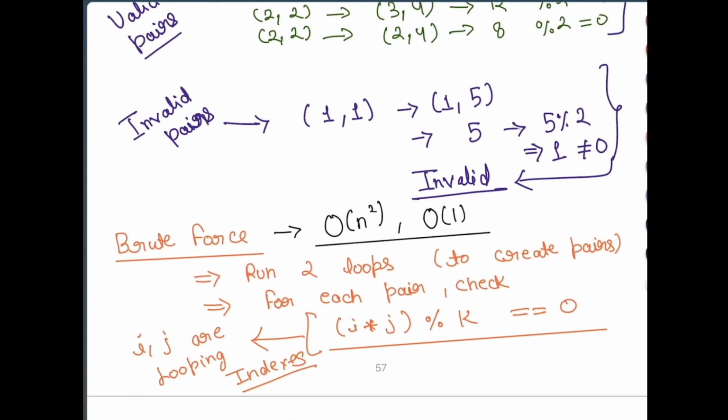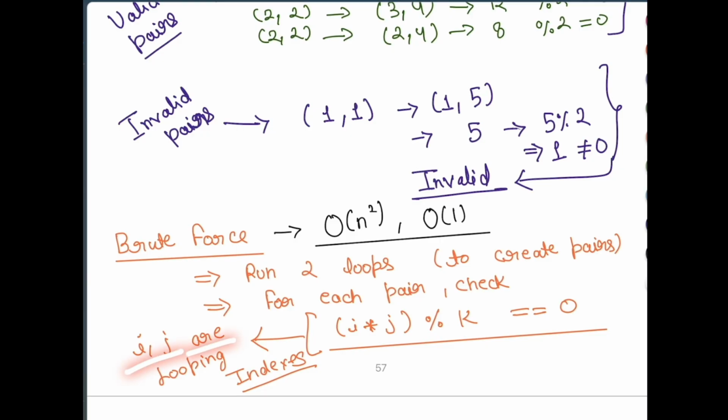The formula or the algorithm is very simple. You can run two loops. Why two loops? Because we need to create the pairs. And since we are running two loops, the time complexity is going to be O of n square. The second loop is going to be inside the first loop, right? And that is why the time complexity is O n square. We are not going to use any extra space, and space complexity is going to be O of 1.